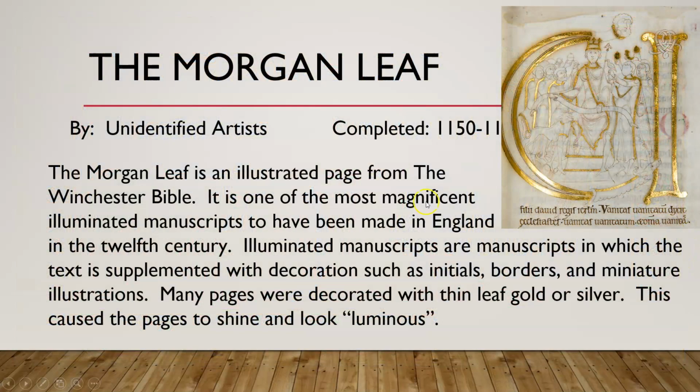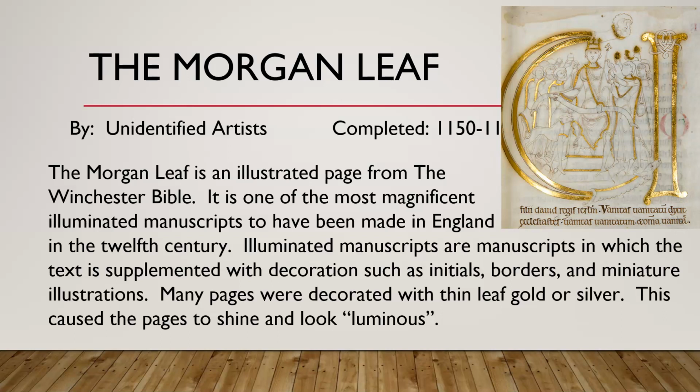So let's move on. All right, so the name of this piece, let's fill that in. This is called the Morgan Leaf. And the Morgan Leaf is an illustrated page from the Winchester Bible. So this is a Bible page. If you haven't figured it out by now, you probably know who these pictures may be about, especially the young boy. So let's see.